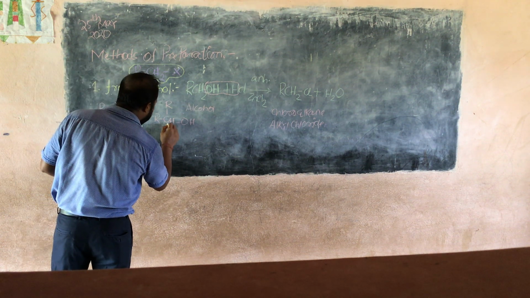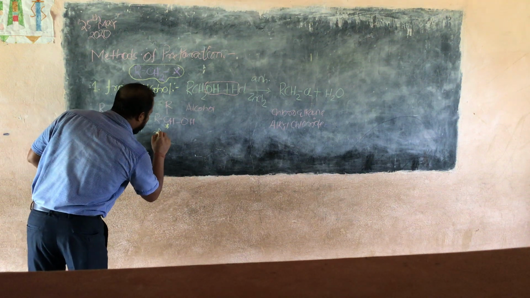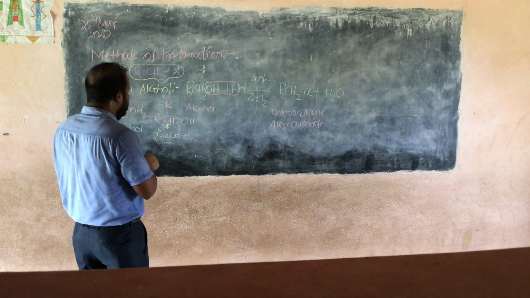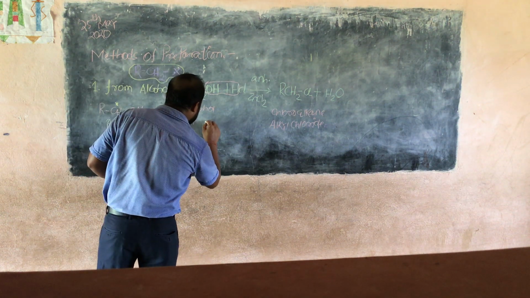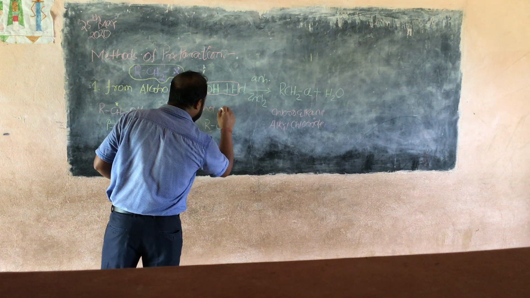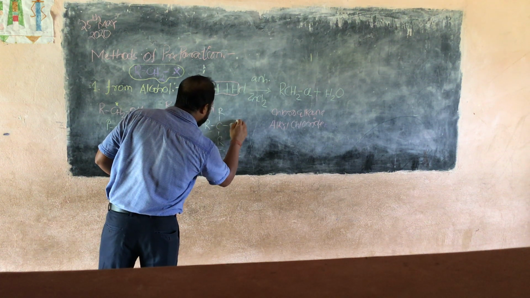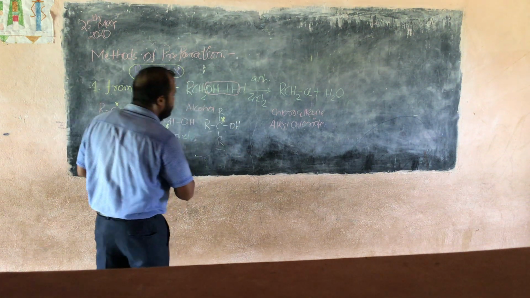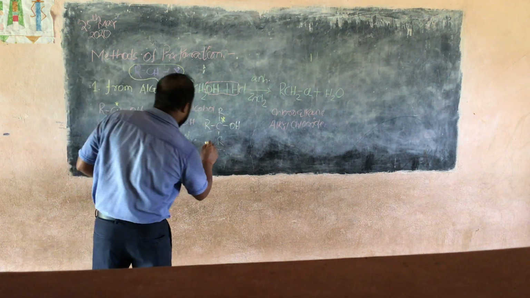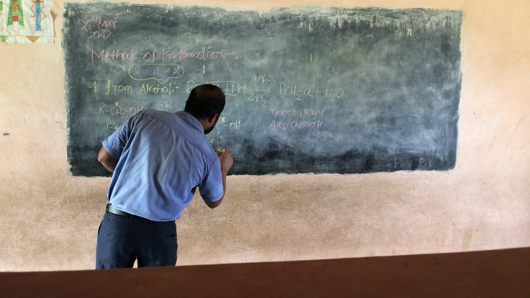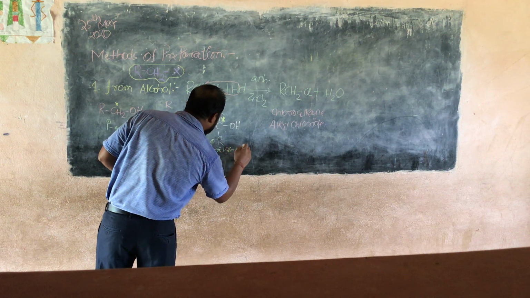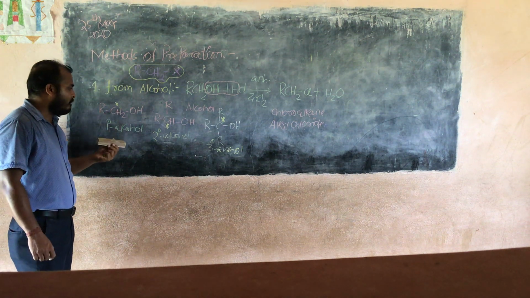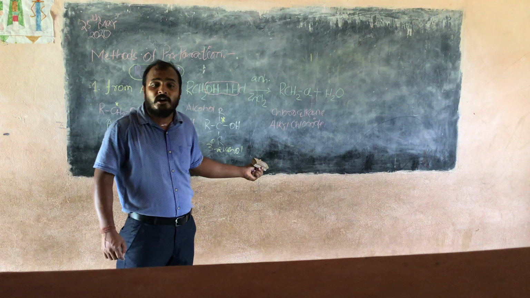Next, R2CHOH: here this carbon is secondary, that's why it is secondary alcohol. And the last one is tertiary alcohol, R3COH. Depending on the nature of this carbon, what type of carbon is this? It is tertiary. So this alcohol is tertiary alcohol.